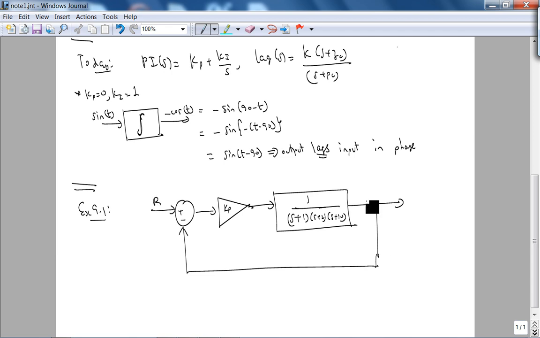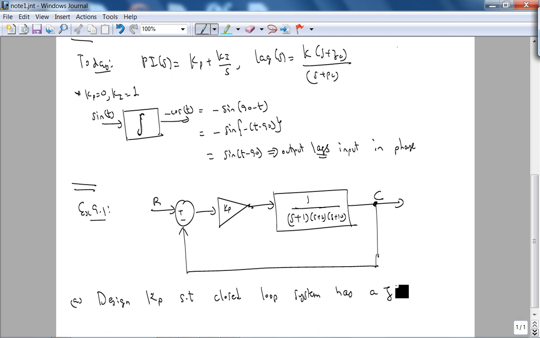Okay, so here is R, here is C. So what we're going to do is look at the problem spec. Design KP such that the closed loop system has a damping ratio zeta.